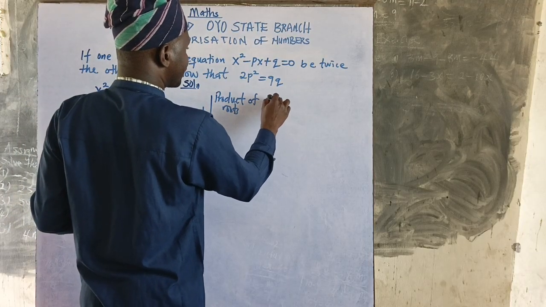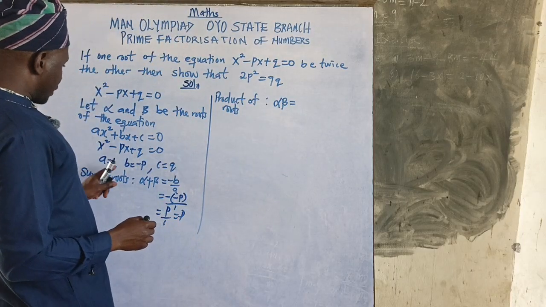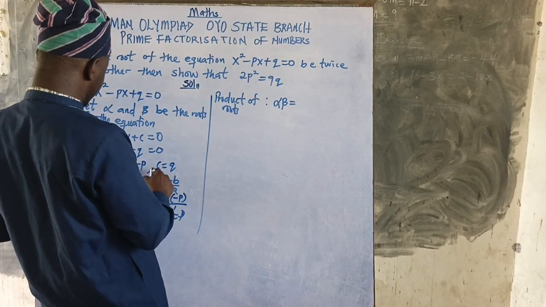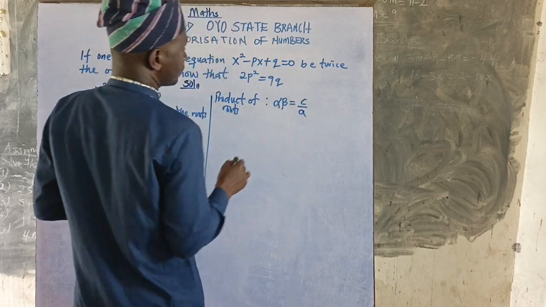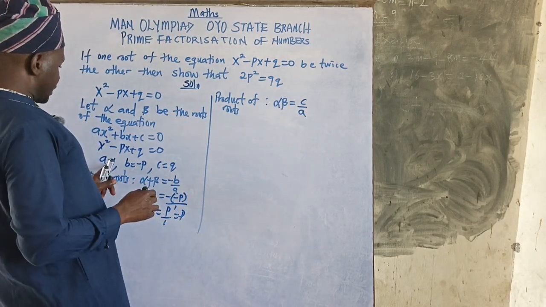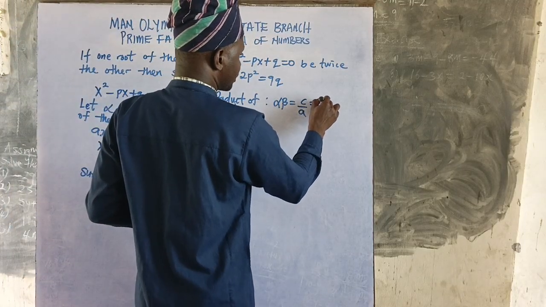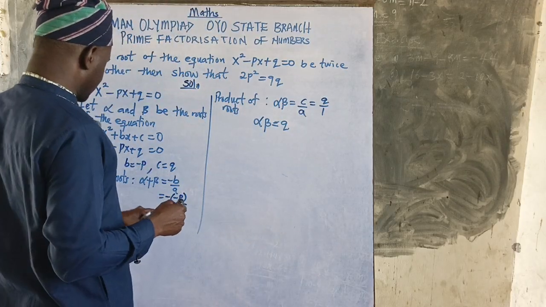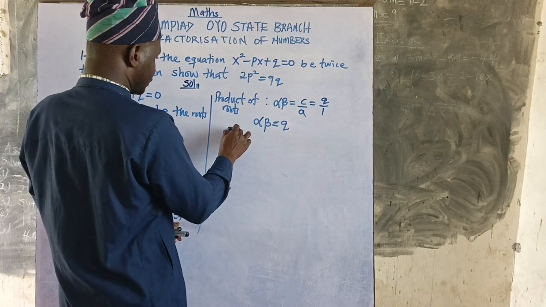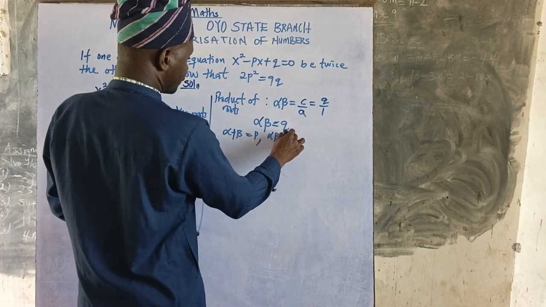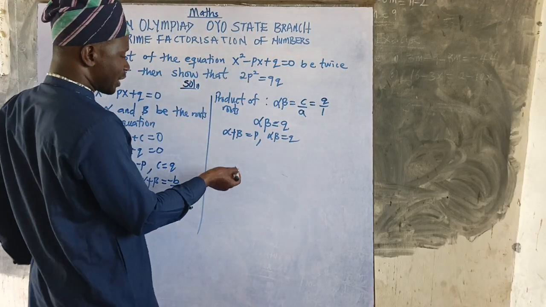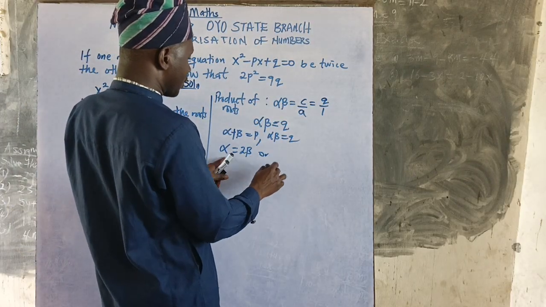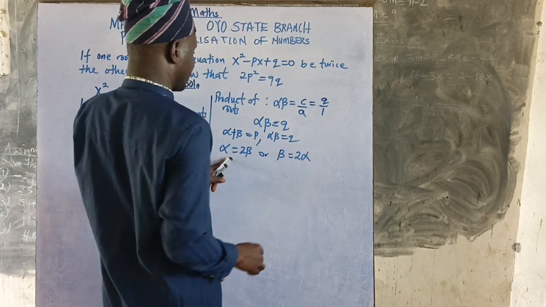So alpha beta, the product of the roots, has a formula using these letters a, b, c, which is c over a. Therefore c is q and a equals 1, so alpha beta equals q over 1, which is q. So we have the sum of the roots, alpha plus beta, equal to p, and alpha beta equal to q. Now don't forget the information we are given in this question: we can take alpha to be 2 beta, because one root is twice the other, or the other way around, we can take beta to be 2 alpha. We get the same thing.